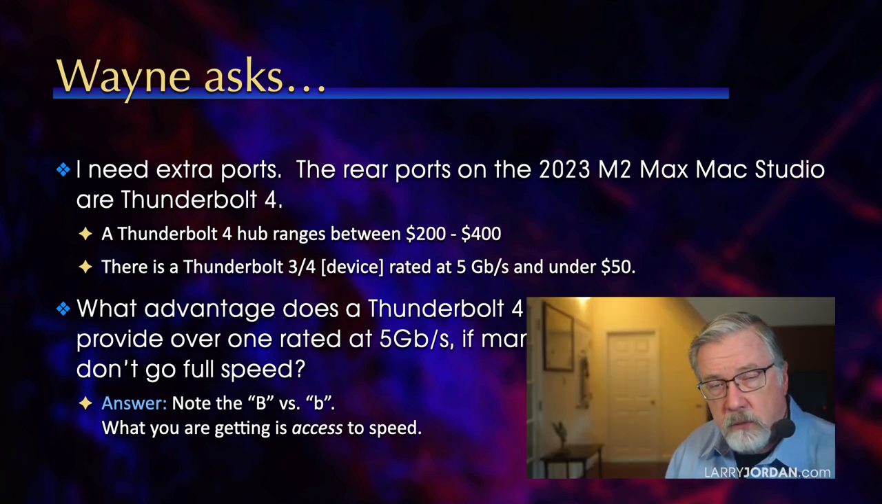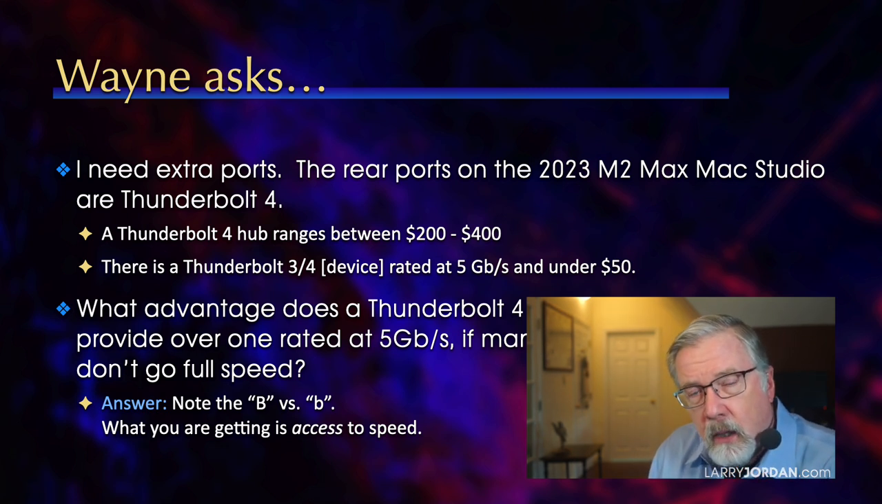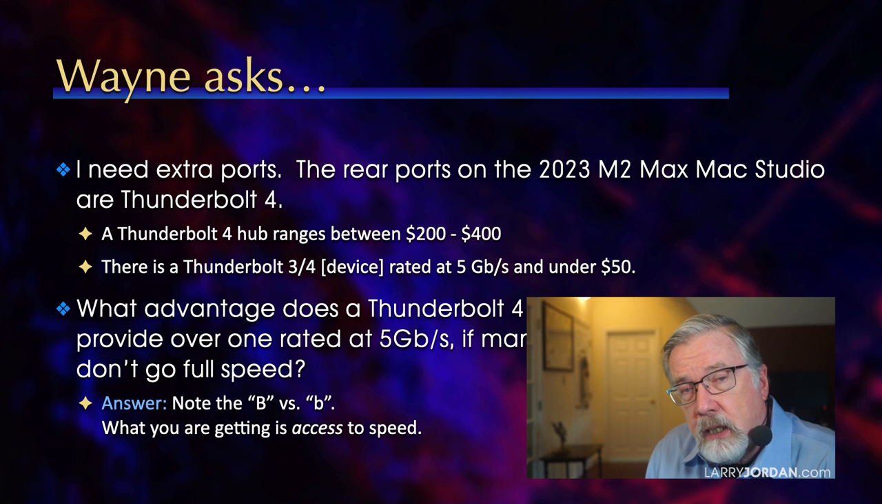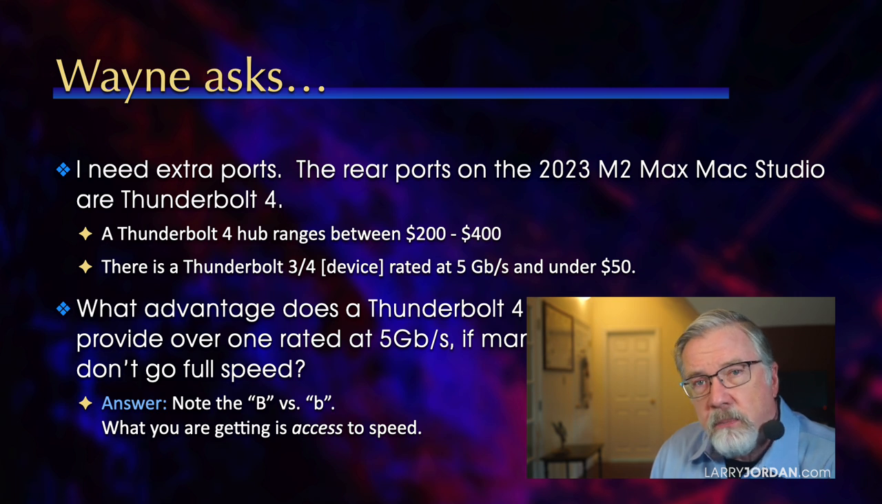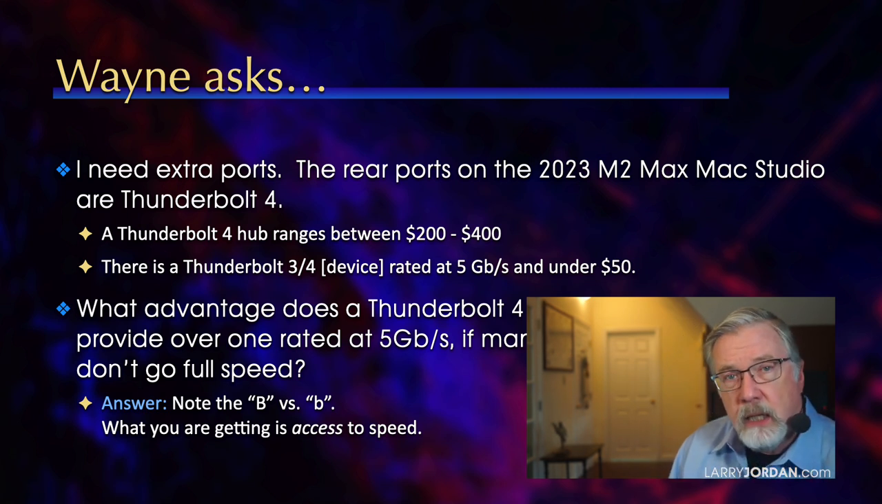And the answer is you've got to pay attention to the capitalization of the letter B. And the second is that what you're getting is access to greater speed. If you have something that's rated at 40 gigabits per second, lowercase b, that translates to 5 gigabytes per second. You take gigabits, divide by 8, that equals gigabytes. So 40 divided by 8 equals 5.